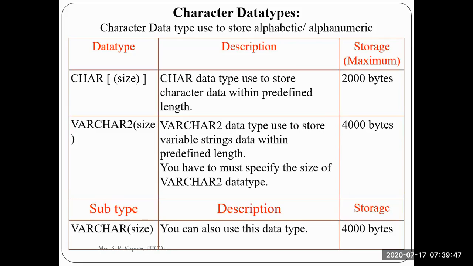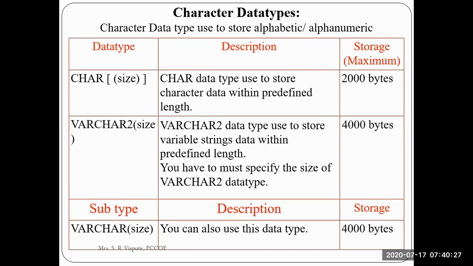Then what is the difference between character and varchar here? So varchar2 is also a character type used to store variable string data within the predefined length. Here, the additional word is what? Variable string. So you can use the varchar data type to store variable string data. For example, you might be thinking when we should use character and varchar. So if you know some fields are of a fixed size, for example, your mobile number.